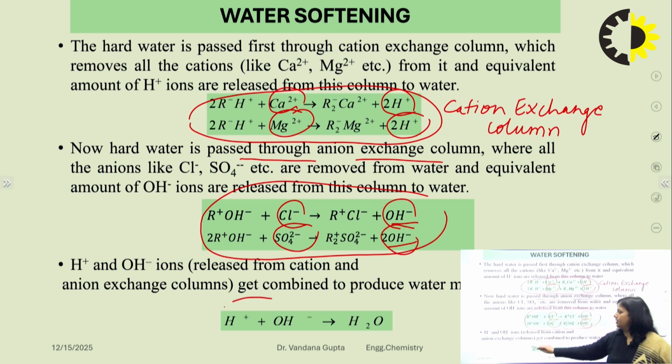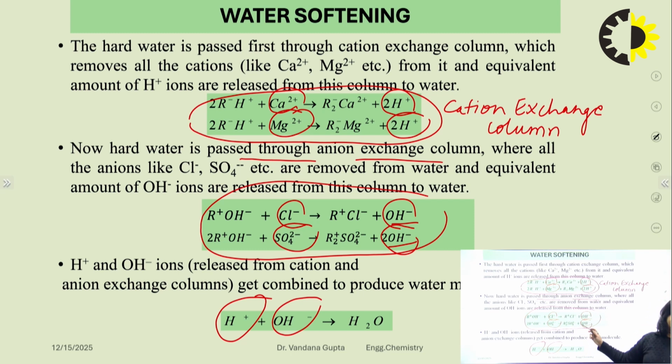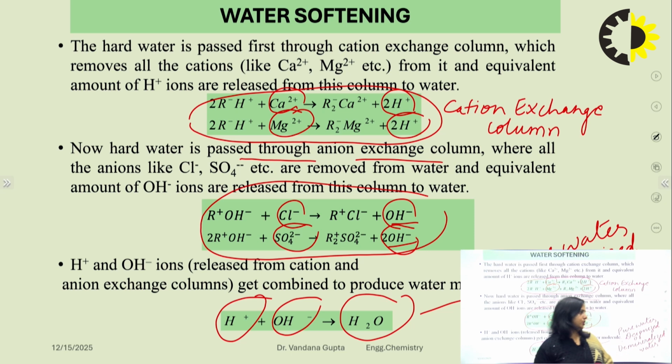Finally, H+ coming from the cation exchange resin and OH- coming from the anion exchange resin will combine and form pure water. It is pure water, or we can say deionized water, or demineralized water, because it contains no other ions except H+ and OH- ions. This type of water can be easily used in industries, high pressure boilers, pharmaceuticals, chemical plants, etc.